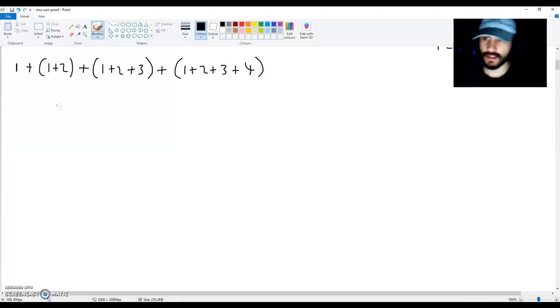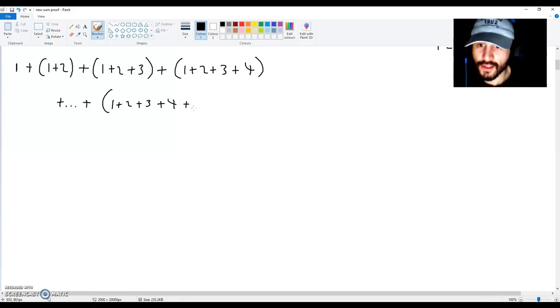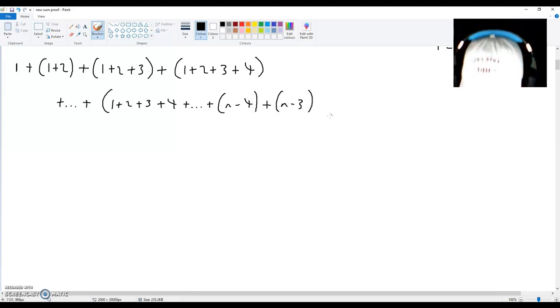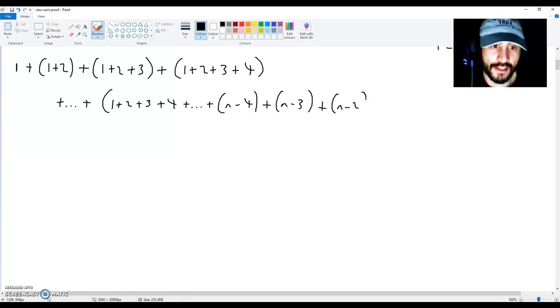Now pay attention to this. Plus dot dot dot plus, because we are continuing. This is going to be essential now, so pay attention. 1 plus 2 plus 3 plus 4 plus dot dot dot plus n minus 4 plus n minus 3 plus n minus 2, all in brackets. I'm going to explain why this is the case very soon.